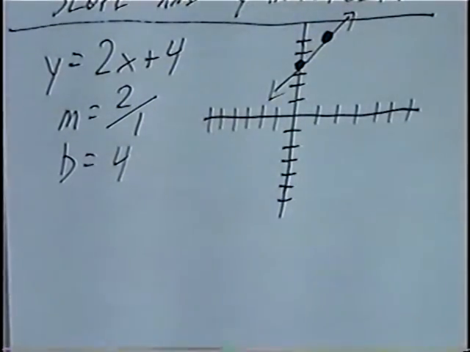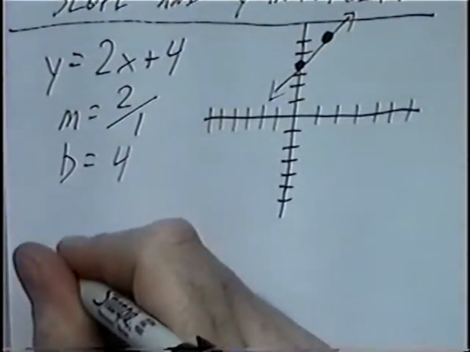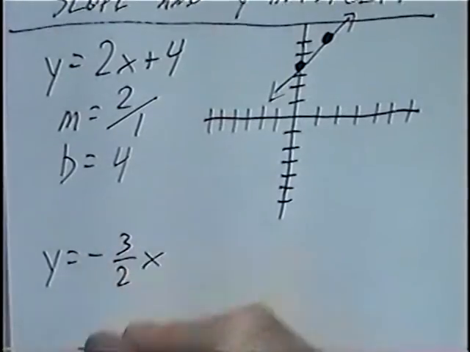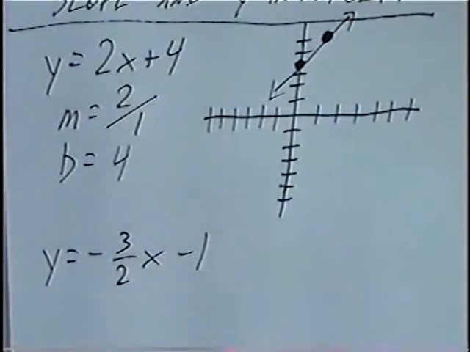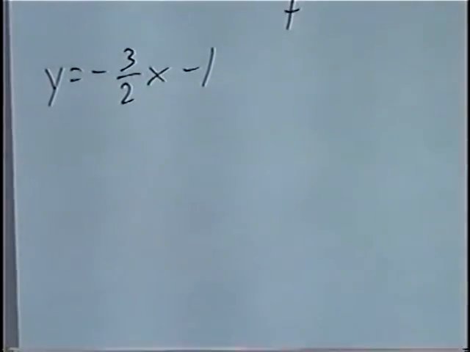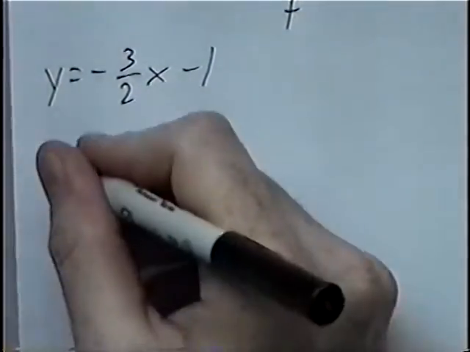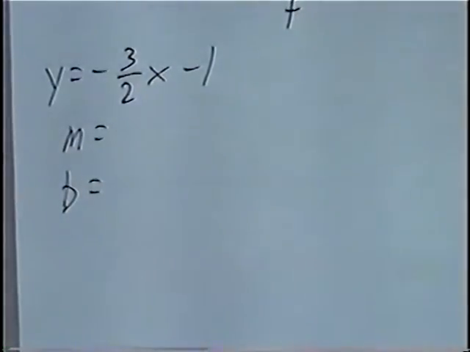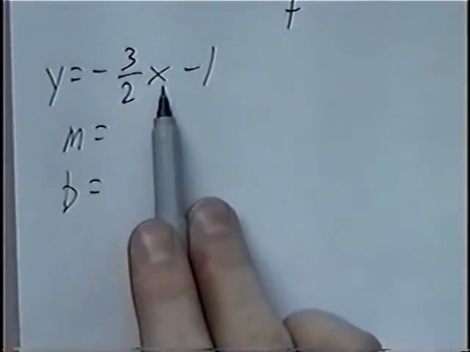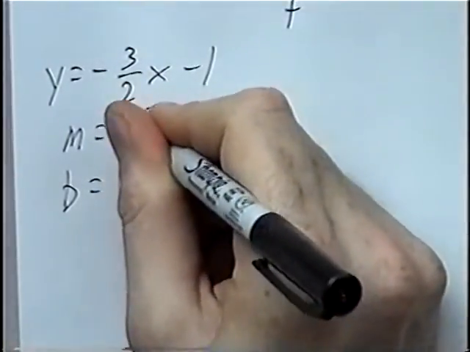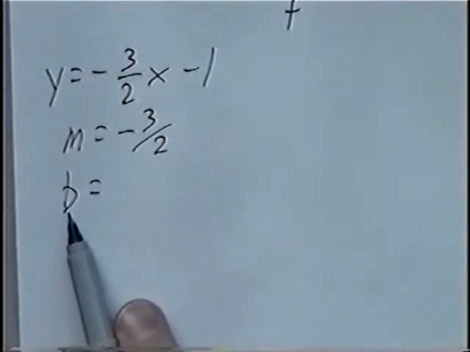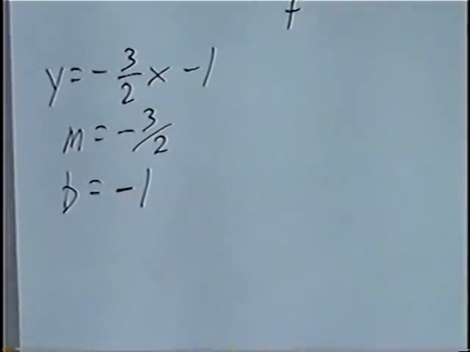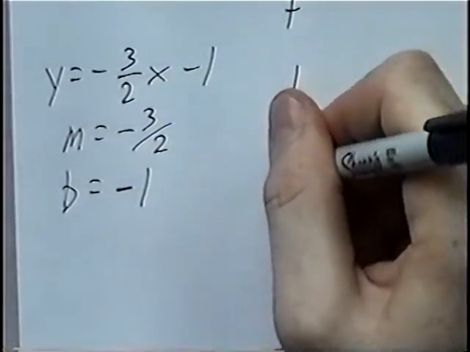Second question and second equation. Last equation for the section. Y equals negative 3 over 2x minus 1. Graphing again, we can find the slope, which is m, and b, which is the y-intercept. M equals the number in front of x, which is negative 3 over 2, and b's last number, which is negative 1. Once we have the slope and y-intercept, then we can graph.